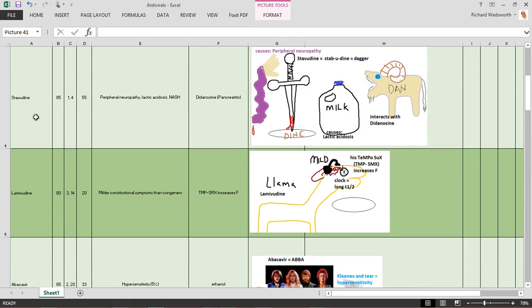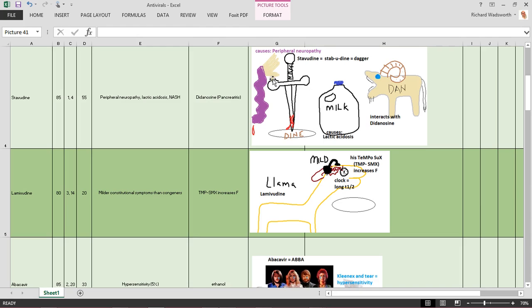All right, next one here, Stavudine. So Stavudine, for this one, I have a dagger that's stabbing. Kind of sounds like stab. I should have used a staff, but whatever. Anyway, Stavudine, dagger stabbing a dinner plate for dine, Stavudine.